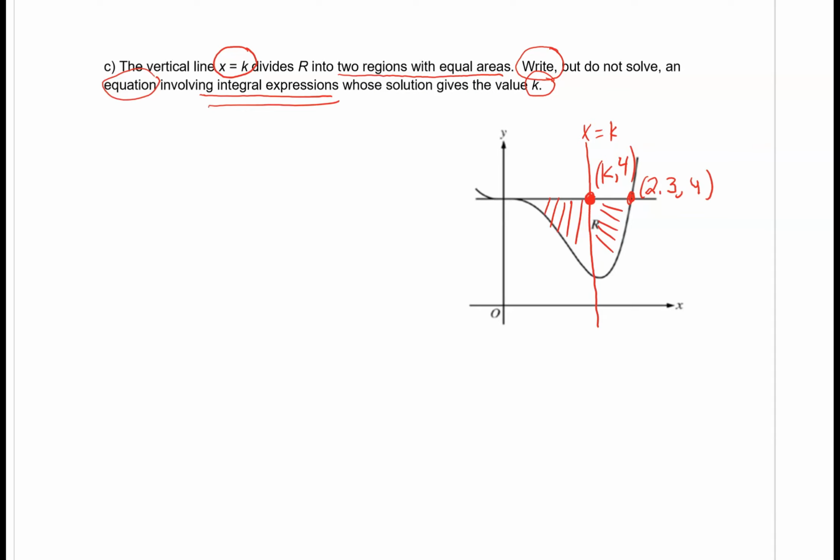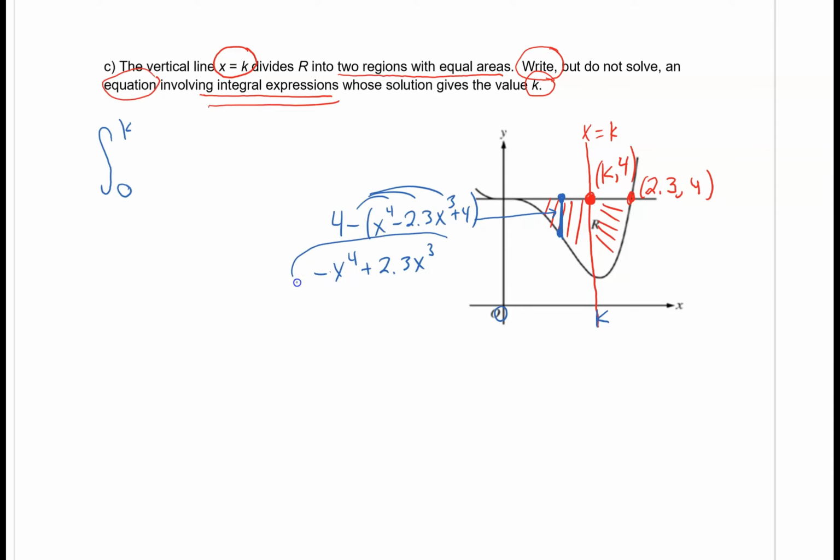So what I know is that the integral from 0 to k of the distance between y equals 4 and the equation for the polynomial, so I'm going to subtract those two again. That distance can be found by doing 4 minus that equation for the polynomial. We had figured this out earlier, that it's actually negative x to the fourth plus 2.3x cubed plus 0 because the 4's cancel out. So this represents that distance between the two curves.